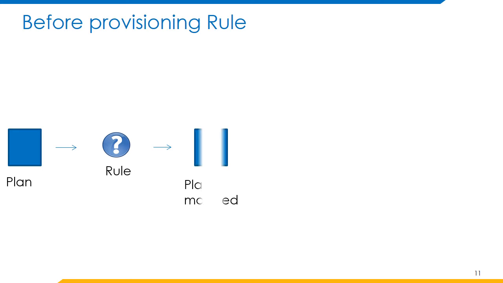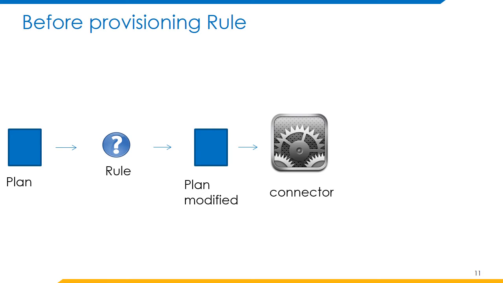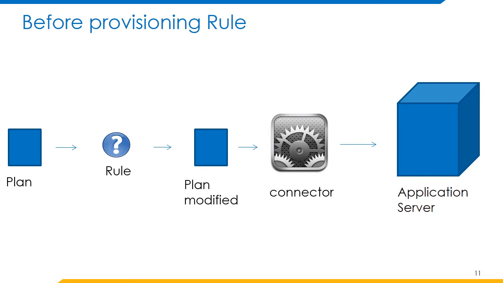For example, if there are certain entitlements which depend on some other entitlement of the application, we could exclude the dependent entitlements from the provisioning plan. This rule expects a provisioning plan in return.